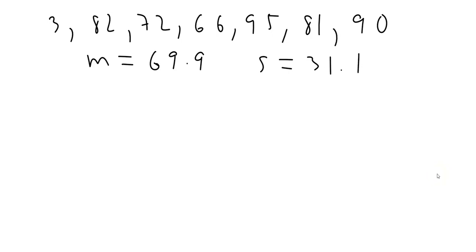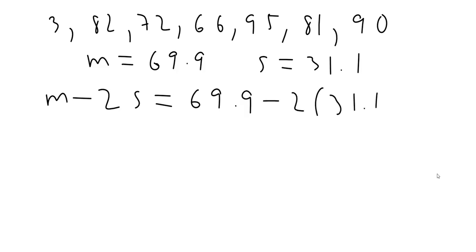Now, the mean is a measure of the center of a data set, and the standard deviation is a measure of its variation. I'll leave further discussion of that to your statistics class, but the range of non-significant values goes from 2 standard deviations below the mean to 2 standard deviations above the mean. Here's the calculation. So it's m minus 2s is the lower boundary of the range of non-significant values: 69.9 minus 2 times 31.1.